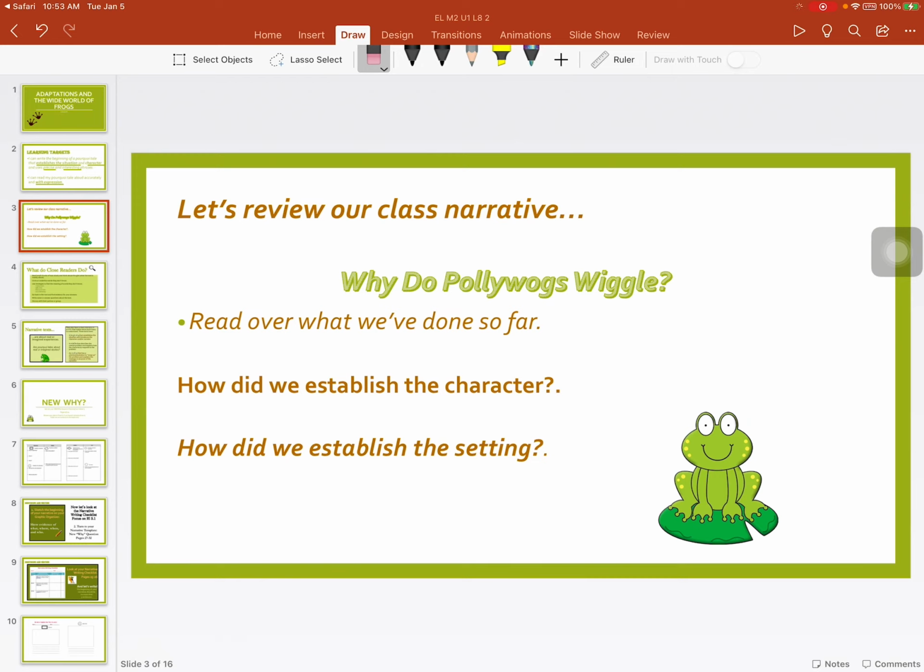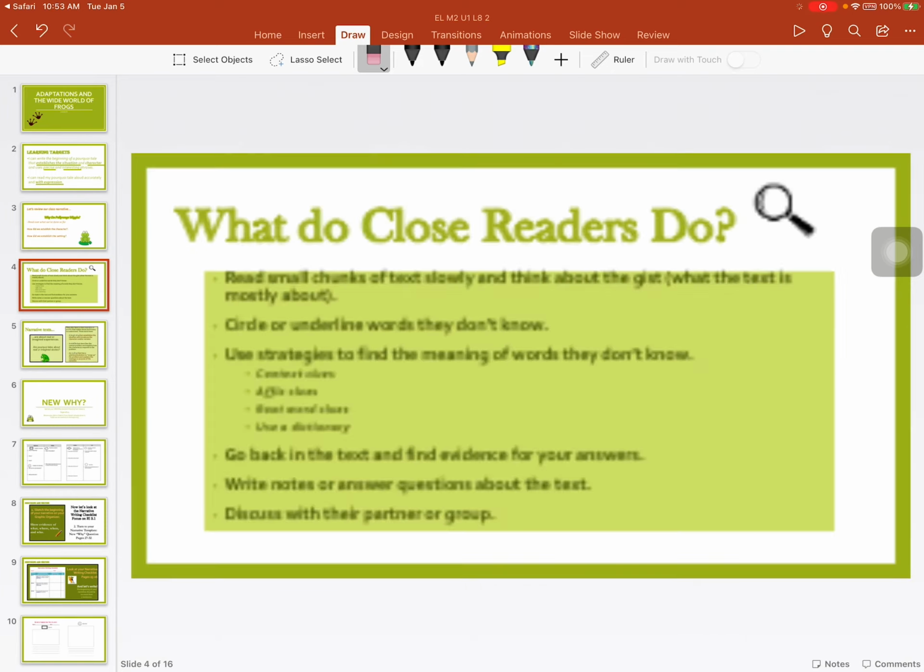Let's review our class narrative. Since Mrs. Schindler's class and Mrs. Jeffries' class are working on two different narratives, think about what your class is saying in their story. And think about, why do pollywogs wiggle? Read over what we've done so far. How did we establish the character? How did we establish the setting?